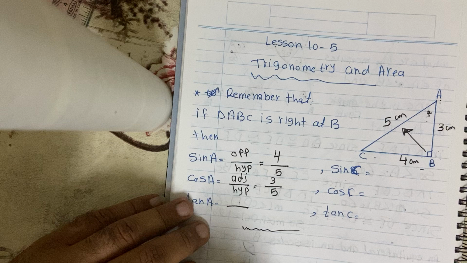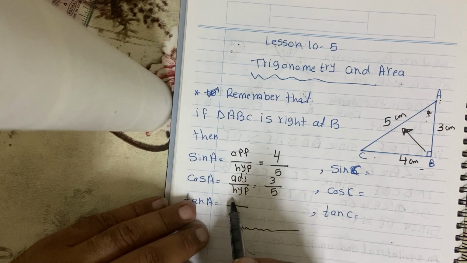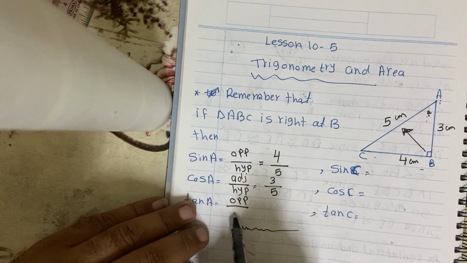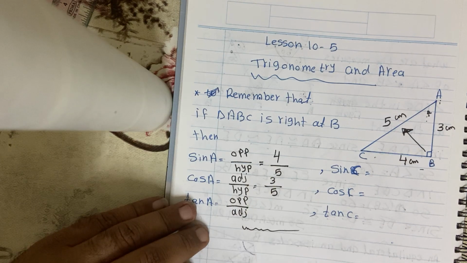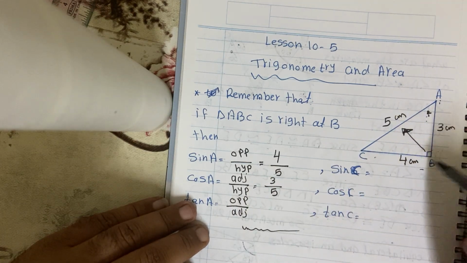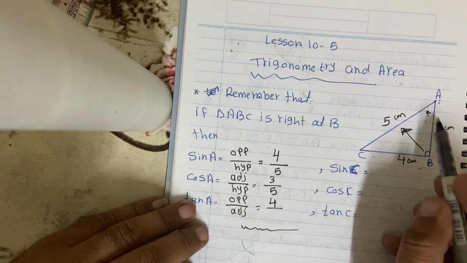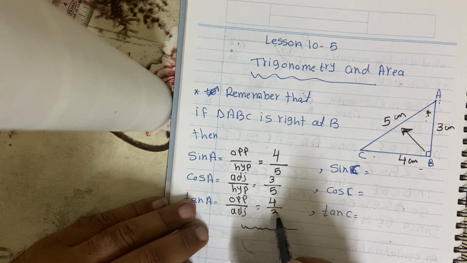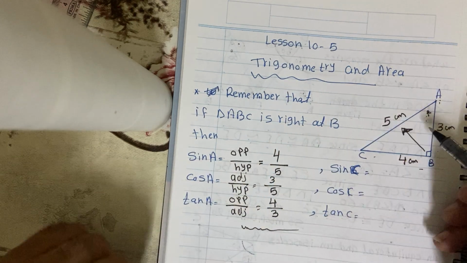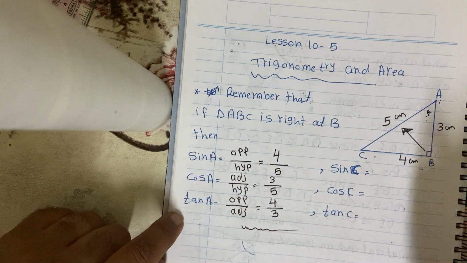What about tan? The rule of tan is opposite over adjacent. The opposite to angle A is 4. And the adjacent of angle A is 3. So tan A is opposite over adjacent.